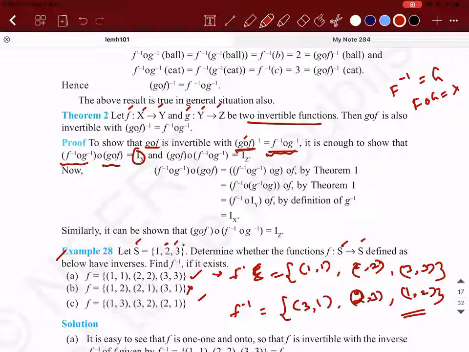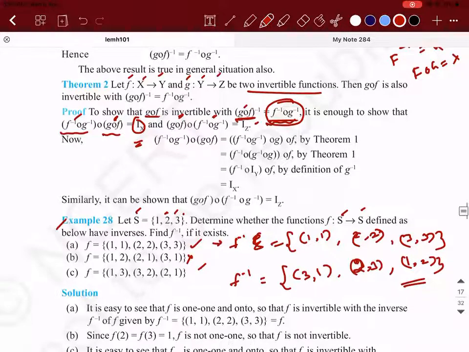So F inverse circle G inverse of G circle F, if you are able to prove that this is equal to Ix, and vice versa, G circle F of X circle F inverse of G inverse, if this is equal to Iz, then it is more than sufficient. So this is what they are saying, and these are the steps that are given. I'll stop with it because I want you to work on the inverse of it.